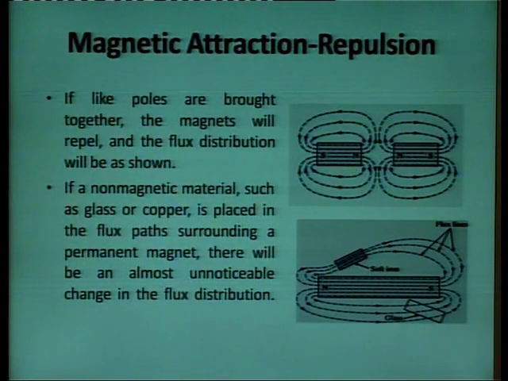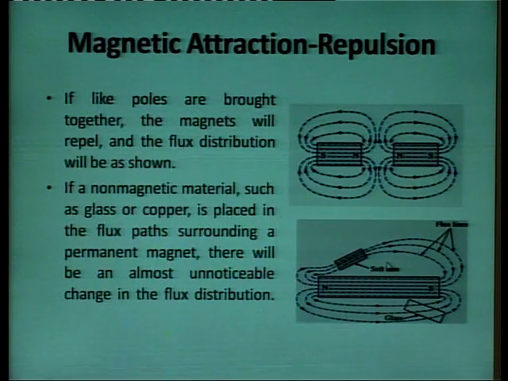Then we can again see the magnetic attraction and repulsion. If the like poles are brought together, the magnets will repel and the flux distribution will be as shown. As we can see, the flux distribution is here. These are the like poles, north and north, but they will repel each other and the magnetic lines of force would be arranged like this.